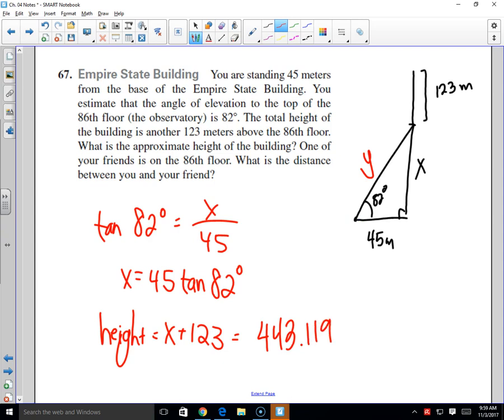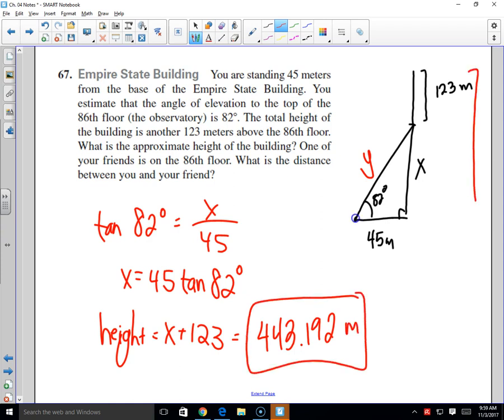119? 191. But someone said 2. Is it round? Round. And then we were talking about meters, I believe, true? So that's the whole thing. X plus 123 is 443.192. But they also ask, how far are you from your friend?